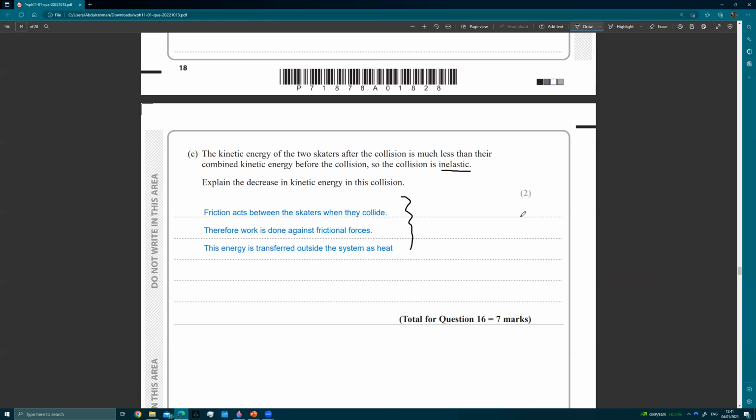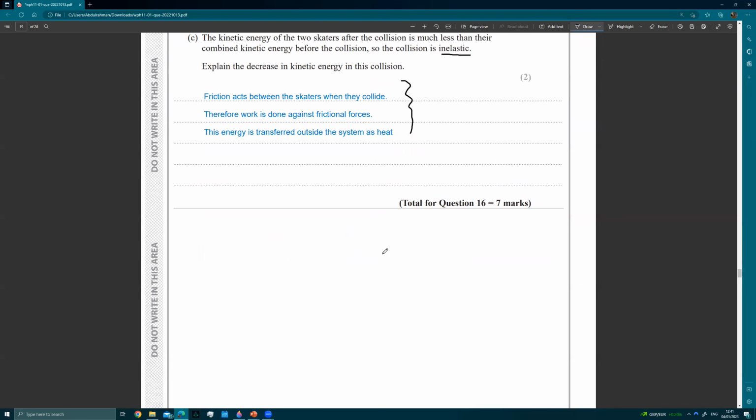I would say just keep in mind in this specific question, the reason it's inelastic is because work done against friction. In another question, it could be that a car collides with a wall, and as the car collides, the front part of the car crumples. And then the car compresses.